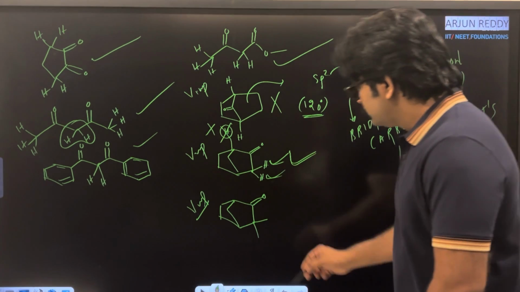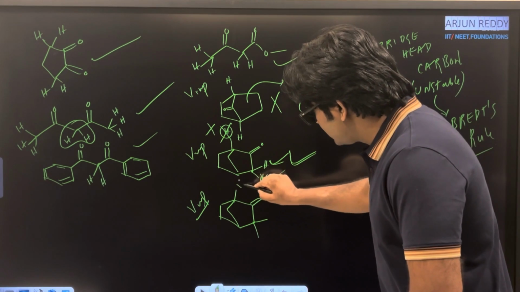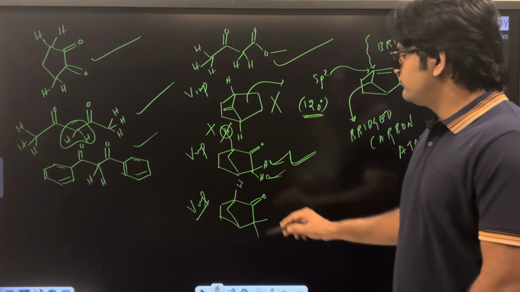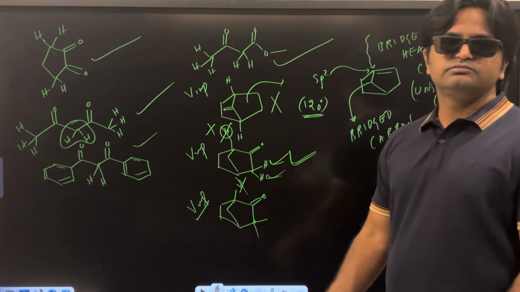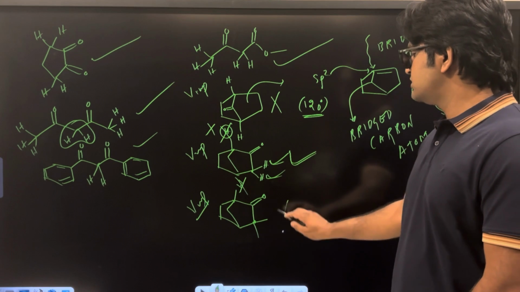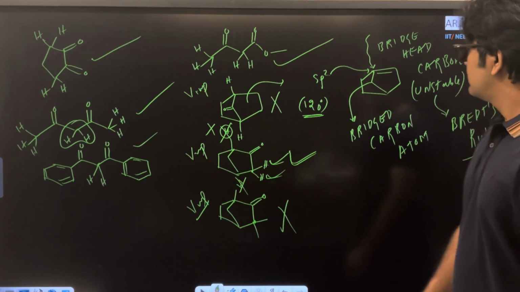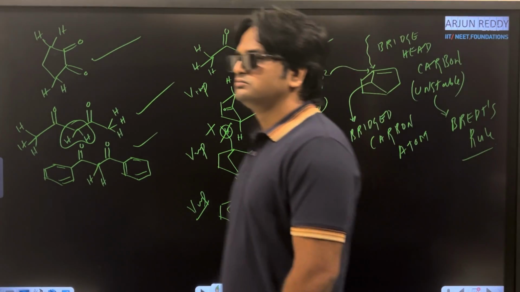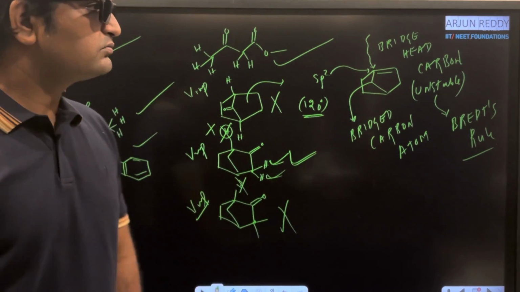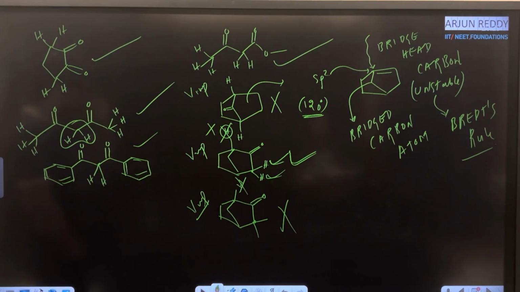Here, yes, there is a hydrogen atom at a bridgehead position, but we are not using that hydrogen atom. Next one, here at the alpha position there is no acidic hydrogen, so no tautomerism. Okay, these are the examples.